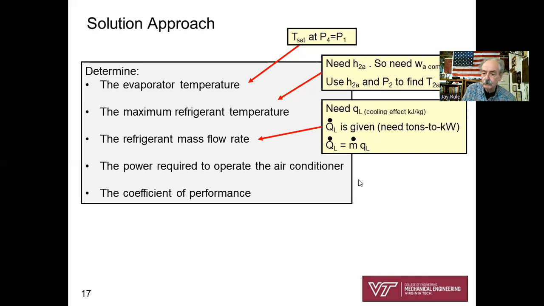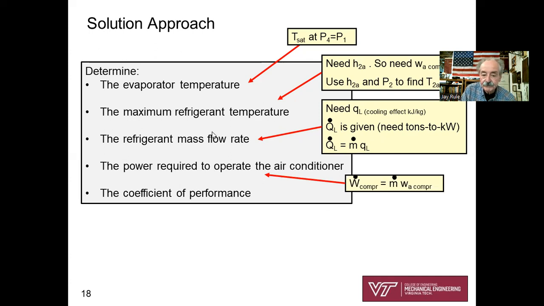The mass flow rate. Well, let's see, what do we need? Q_L. We need to do our cycle analysis to get Q_L in kilojoules per kilogram. On a kilogram basis, how much heat is removed from the cold space? Well, Q dot L is given. The rate of heat removal, the cooling effect, is given as 1.5 tons. So we're going to need to do some unit conversions to get tons of cooling into kilowatts. And that way we'll get our units straight and we're going to be able to back solve for m dot. It's going to be Q dot L over little Q_L.